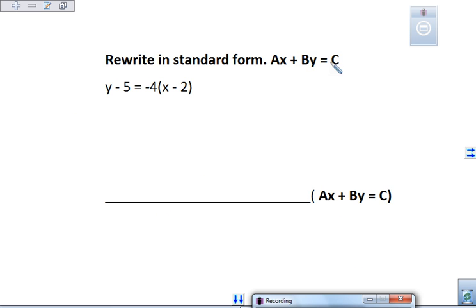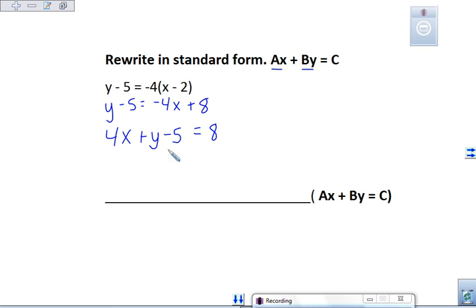Another thing we should practice today is writing in standard form. Ax plus by equals c. So this is in point slope form, so we need to distribute. And we need our x and our y on the same side. So I need to move my 4 over. So I'm going to move it by adding. So that's a 4x plus y, and then I still have that 5 over there. So my last step is going to be to add 5 to both sides. So the 4x plus y is on one side, and then 8 plus 5 is 13. So there is our equation written in standard form.